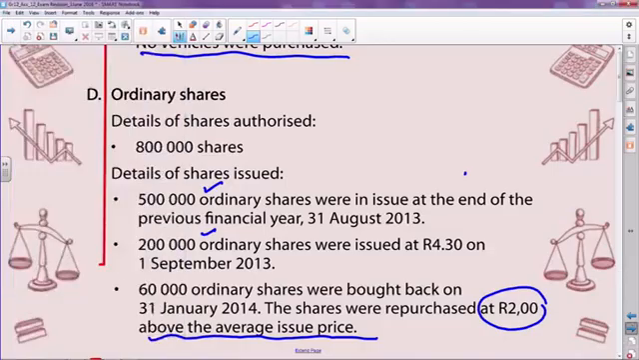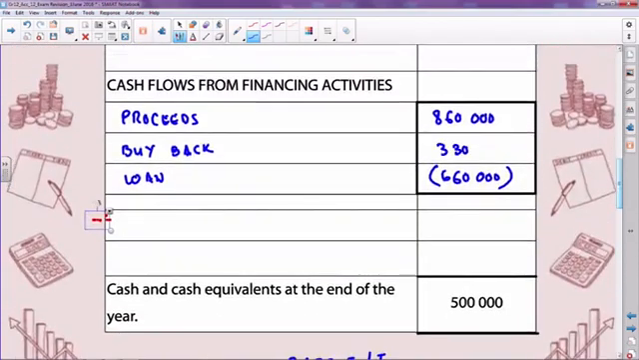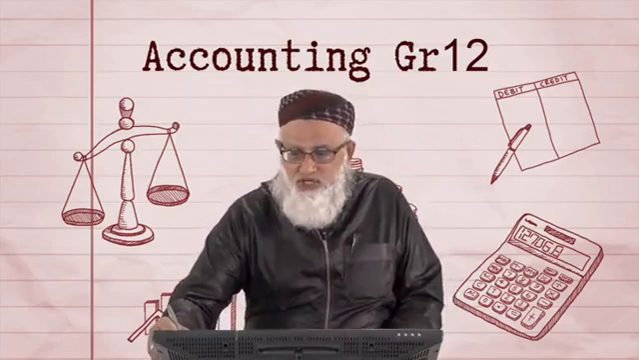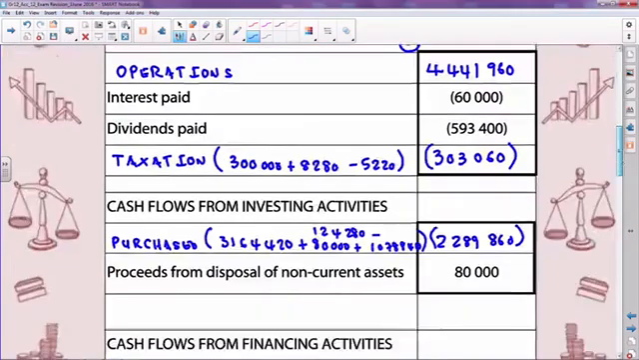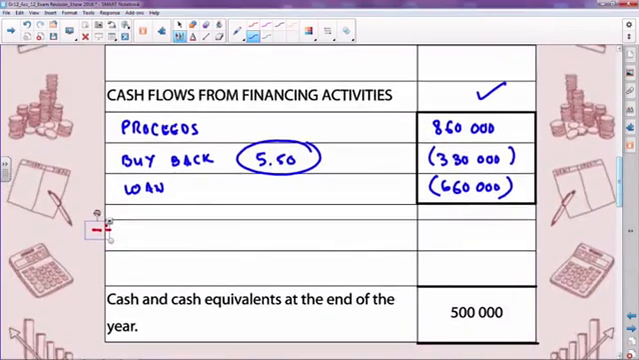Now, 330,000 would be my buyback of my share. Remember, it's at the price at which we bought back the share, and that was 5 Rand and 50 cents, which was 2 Rand above the average price. So important to note is that once you have all these components, right, that means you've got your operating activities, you've got your investing activities, and you've got your financing activities. You add those components together, and that will give you your net change in cash and cash equivalents.